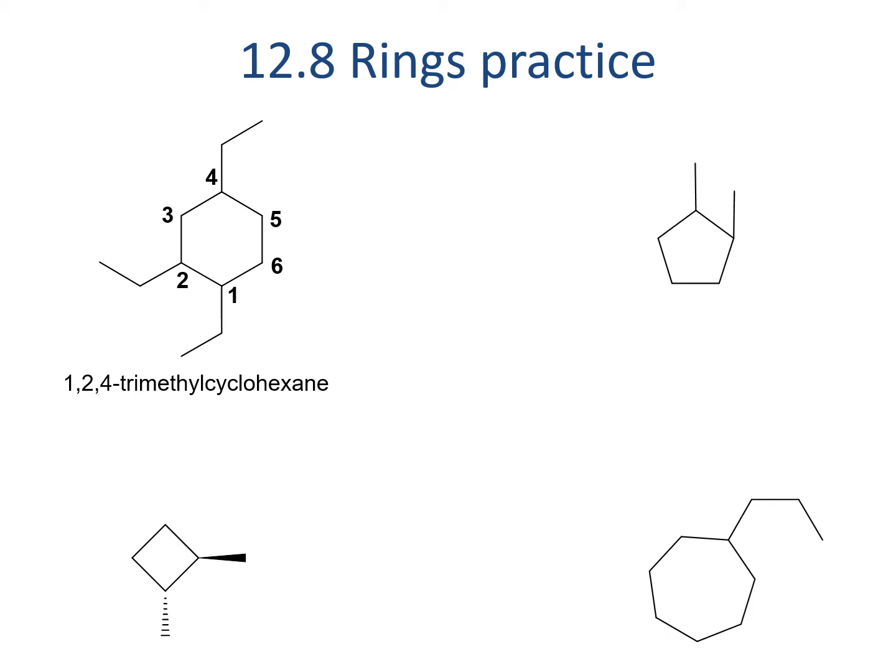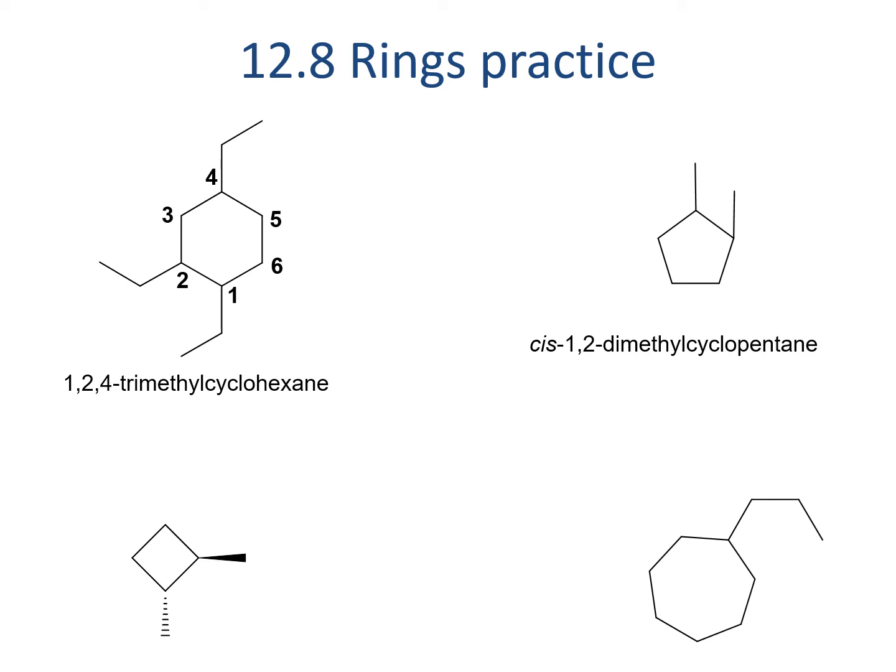The next molecule has 2 side groups very deliberately pointed straight up. This is one way that we indicate whether groups are on the same side or not. Since these are both pointing up on the same side, the molecule is a cis 1,2-dimethylcyclopentane.